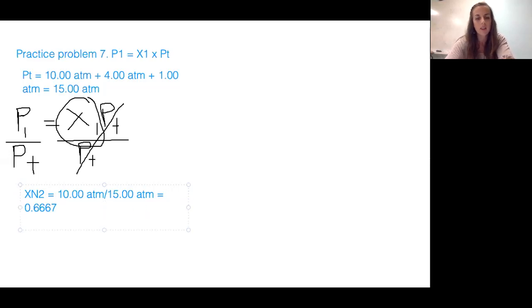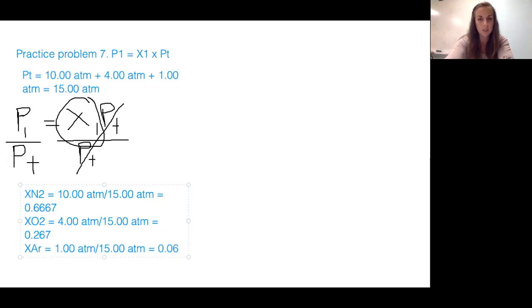There we go. Okay. Now the mole fraction for the next one is going to be oxygen, which is O2, and that's going to equal the pressure for oxygen, which they gave me was 4 atm, divided by the total pressure, which was 15. And you're going to get 0.267. And then your mole fraction for the last one, argon, Ar, is going to be equal to the pressure of Ar, which was 1, divided by the total pressure, which is 15. And your mole fraction for argon is going to be 0.0667.